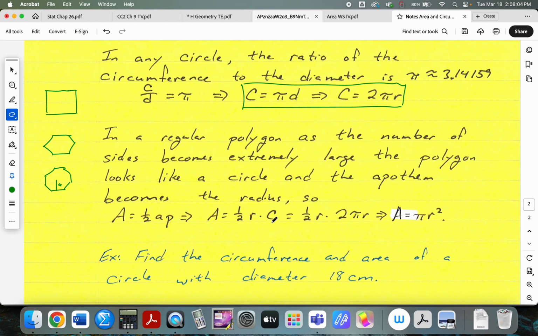So it's 1/2 r times c, which is kind of cumbersome. So someone goes, okay, well, it's 1/2 times r times 2 pi r. The 2 and the 1/2 multiply out, and r times r is r squared, so we get the other formula you have to know for circles: area is equal to pi times the radius squared.